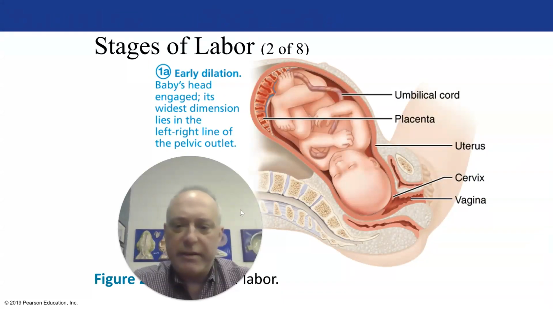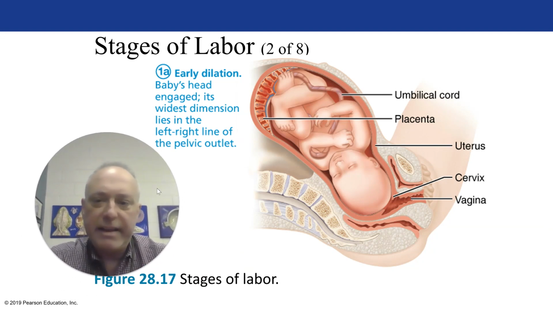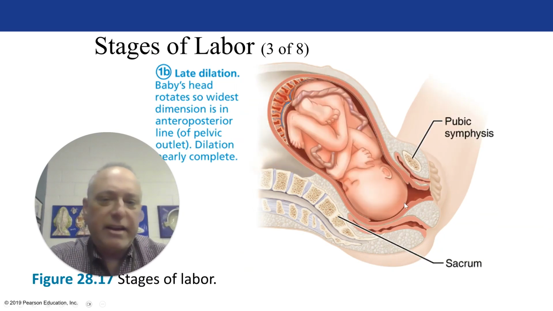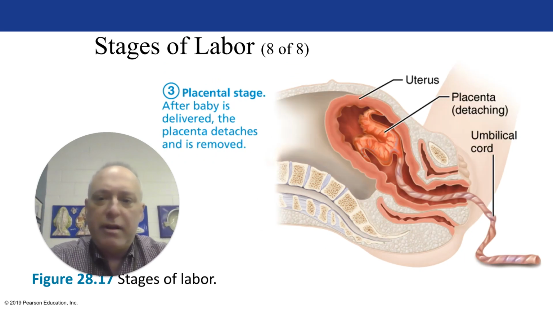So let's look at the stages. The stages of labor: 1A is when the cervix is dilating. 1B is late dilation, but the birth has not occurred yet. Stage 2 is expulsion of the baby. And stage 3 would be the afterbirth of the placenta. That's got to pass out. And then there is a fourth stage, which is really just completion of your first 3 stages with your birth being complete.